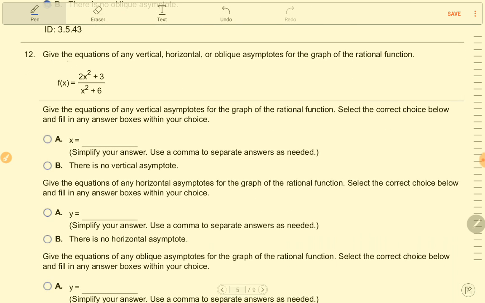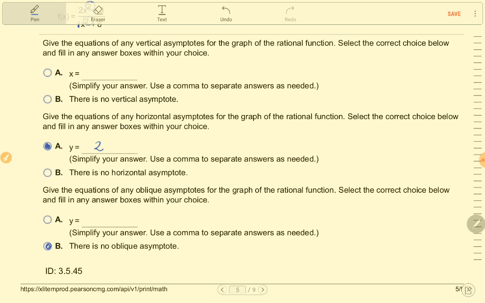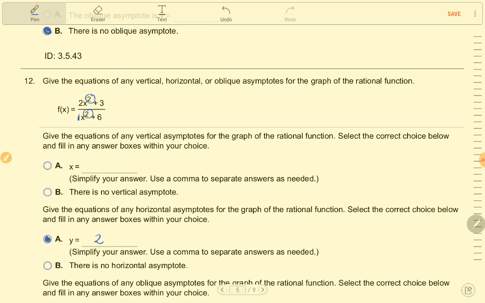Number 12, same directions. Let's see, we have again the same degree. So there will be a horizontal asymptote at the ratio of the coefficients, 2/1. And that means there's no oblique asymptote. And then the vertical asymptote will happen wherever the denominator is 0. So I'm going to take x squared plus 6, set it equal to 0.